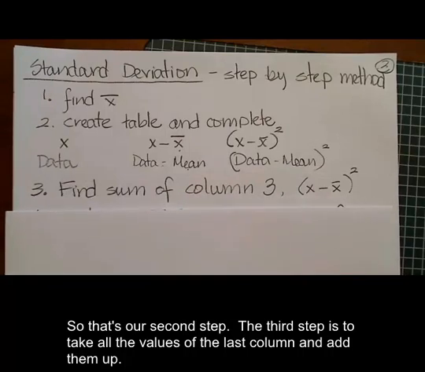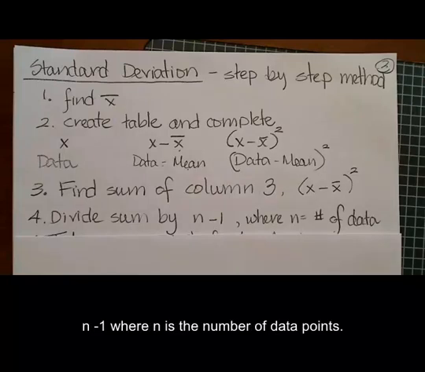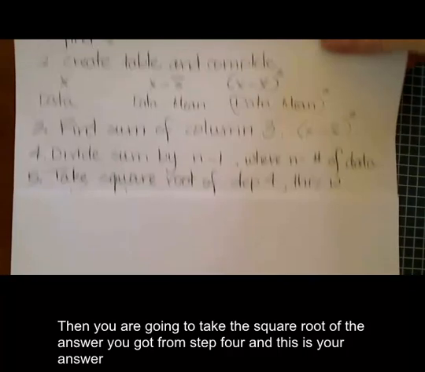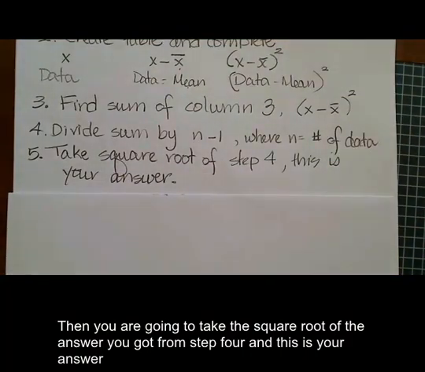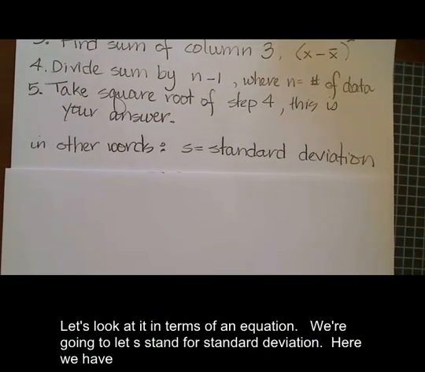The third step is take all the values in the last column and add them up. Then you're going to divide by n minus 1, where n is the number of data points. Then you're going to take the square root of the answer you got from step 4, and this is your answer. Let's look at it in terms of an equation.